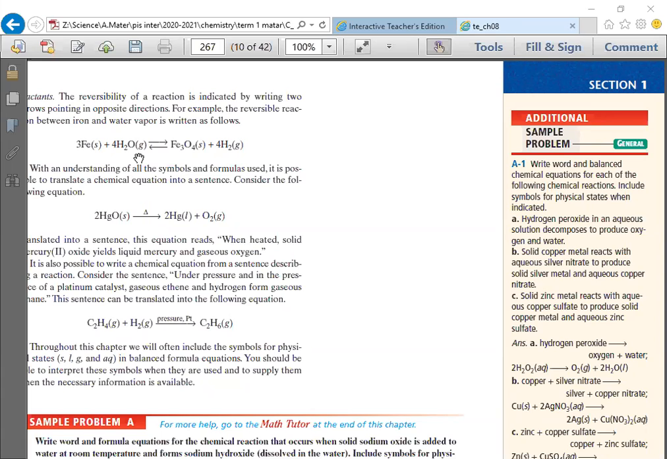And I could figure out that the iron is found in solid state, the water vapor in gaseous state, and the iron oxide in solid state, while hydrogen is in gaseous state. And I know also the quantity of each substance in that reaction. So like this, I know the full details from this formula. Is it clear, guys? Yes, miss.